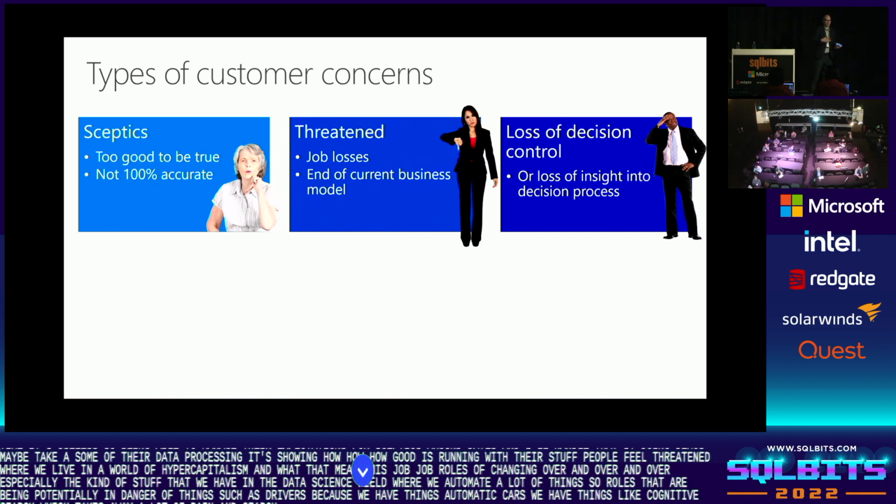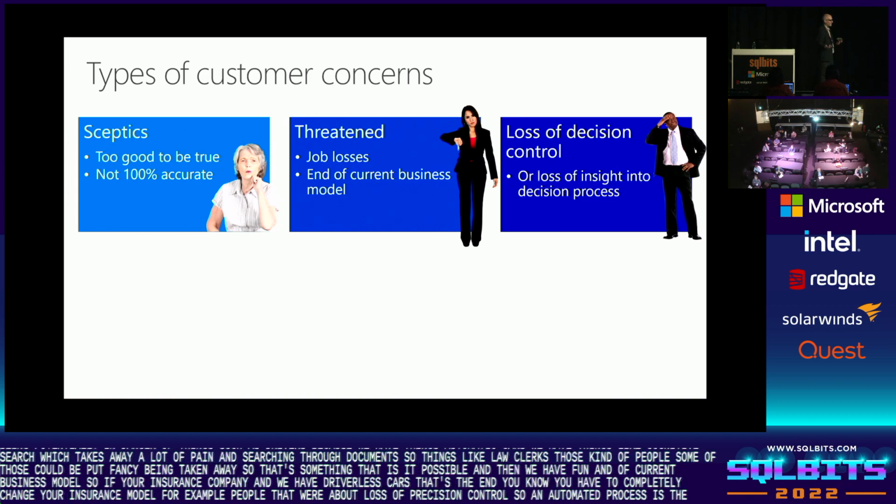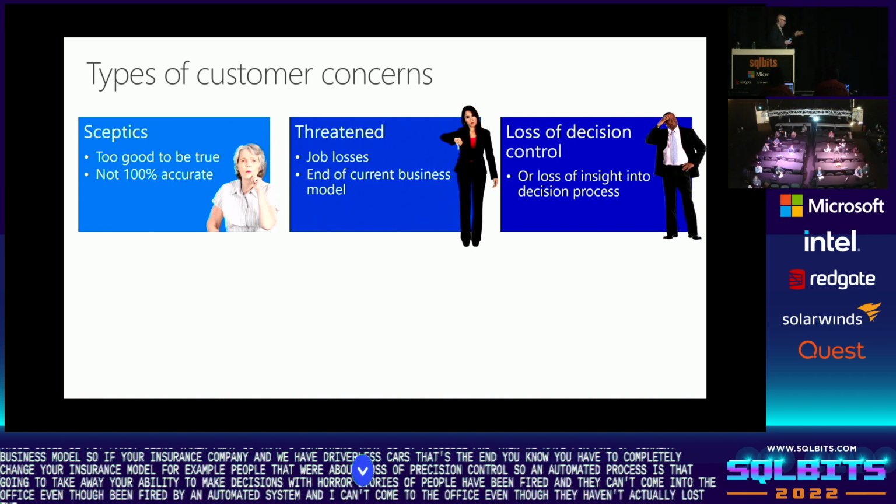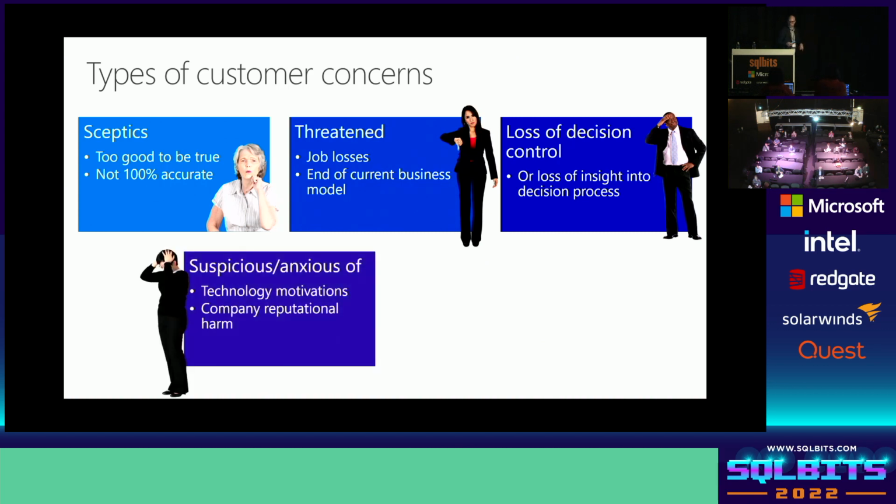We hear horror stories of people that have been fired by an automated system, and they can't come into the office, even though they haven't actually lost the job, because all the systems are against them and they're unable to work. So obviously you don't have to create systems that automatically make decisions about people. We'll talk about some of this in the legal stuff as well.